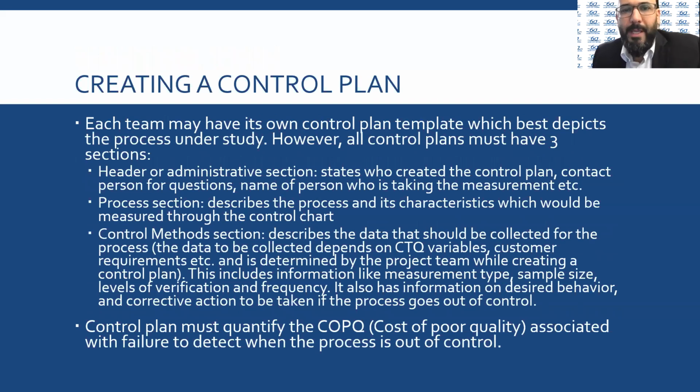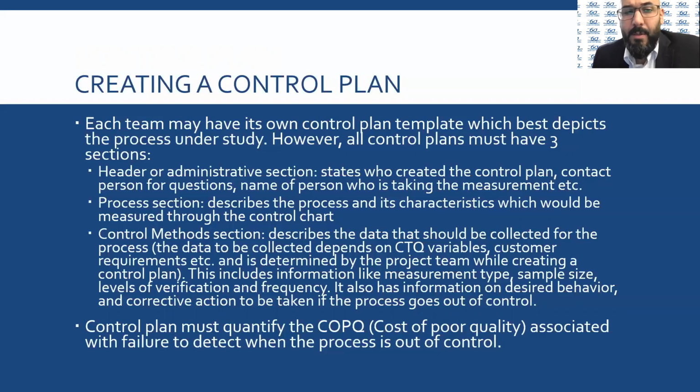All right, how could we create a control plan? In order to create a plan, you have to have a template, which could be any template. There are so many templates provided by the American Society for Quality, or you can create your own template to show the step by step on how we could maintain this. So in this template or document, you have to have three sections. One is the administrative section. It states who created the control plan, the contact person for questions, and the name of the person who is taking the measurement.